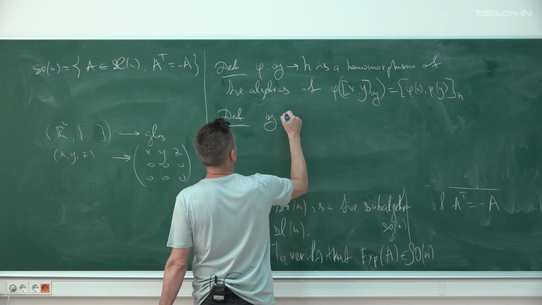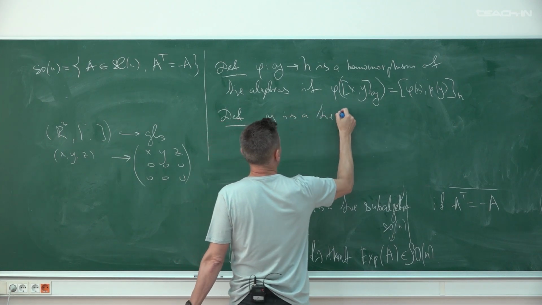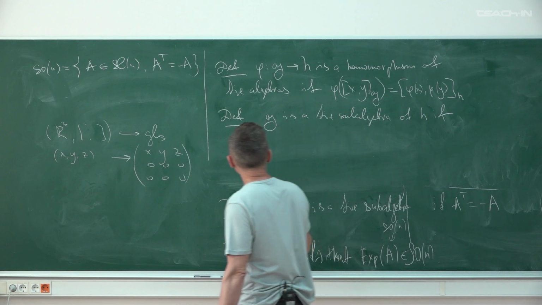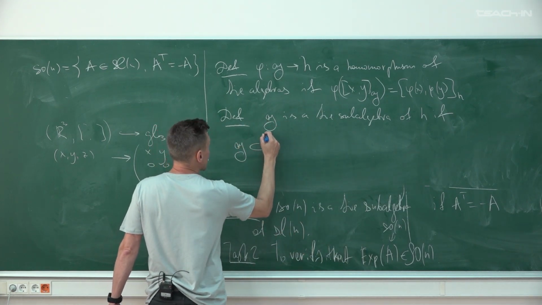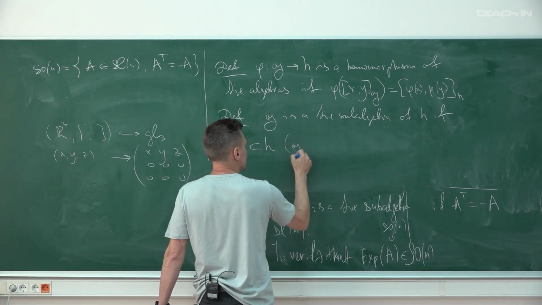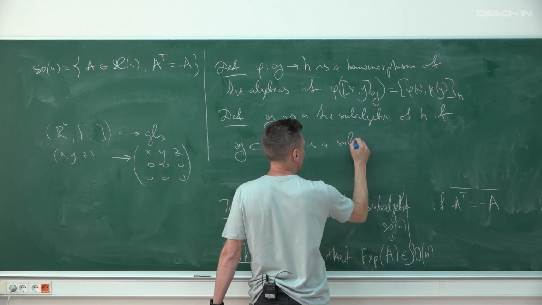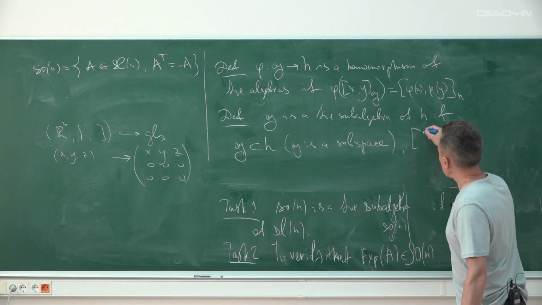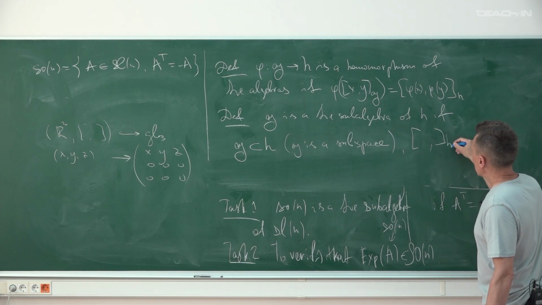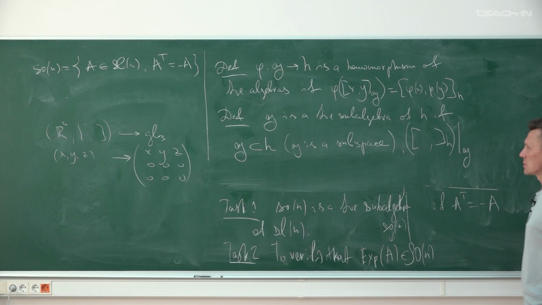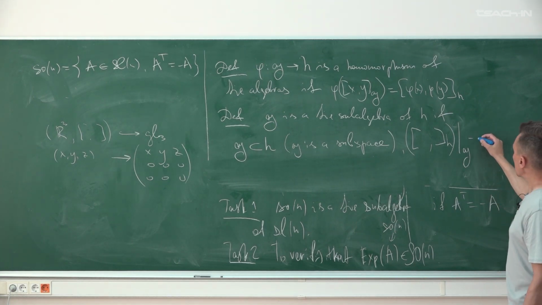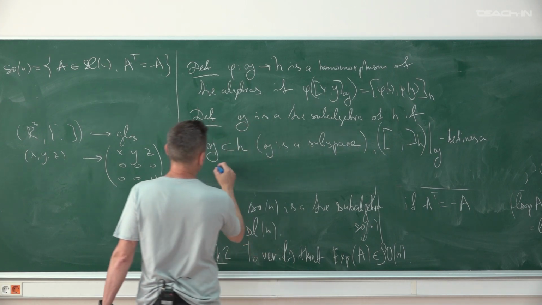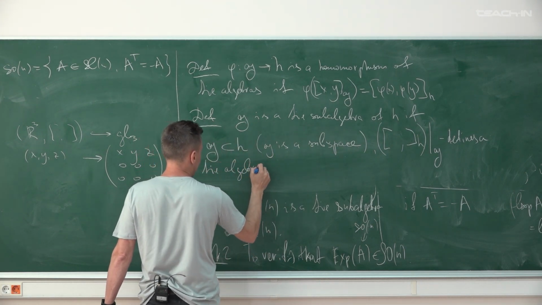G is a Lie subalgebra of H if G is a subspace and the commutator in H, when restricted to G, defines a Lie algebra structure.